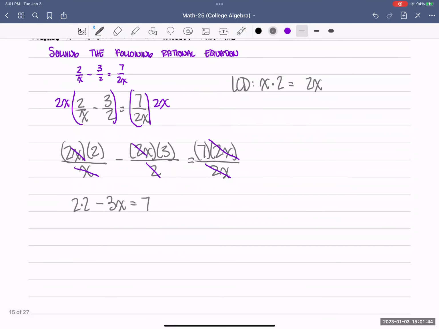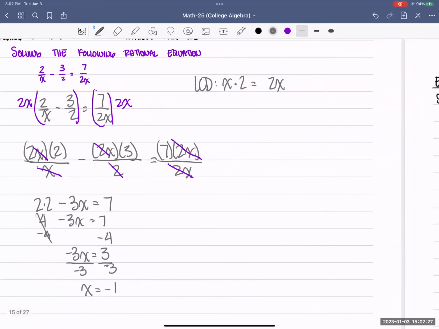2 times 2 is 4. So we have 4 minus 3x equals 7. The term stopping x from being by itself is the 4. We're going to subtract 4 from both sides. That leaves us with negative 3x is equal to 3. Last thing stopping x from being by itself is the negative 3, which is being held together with multiplication. So we're going to do the opposite of multiplication and divide both sides, leaving us with x is equal to negative 1.